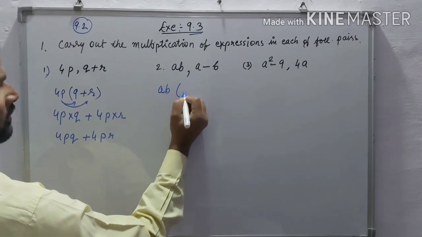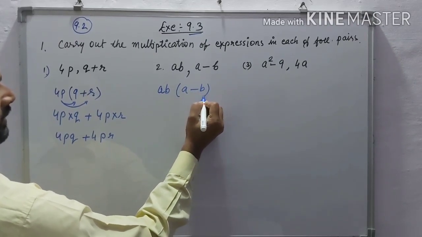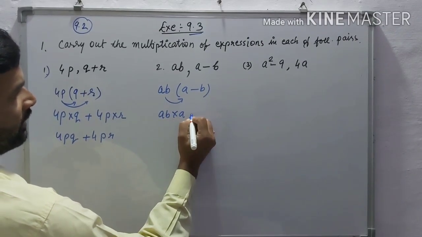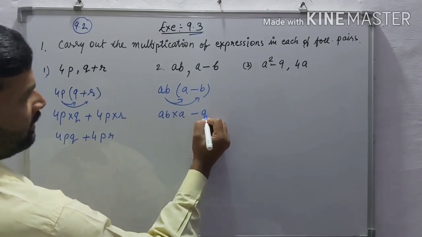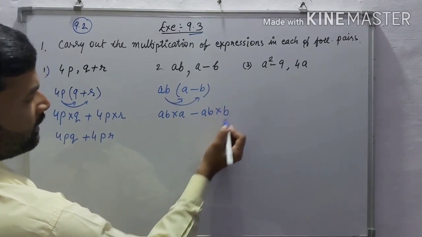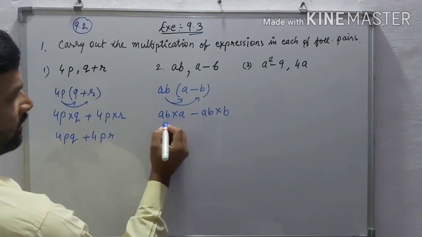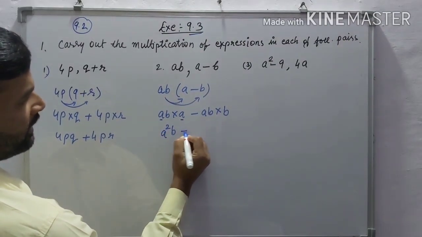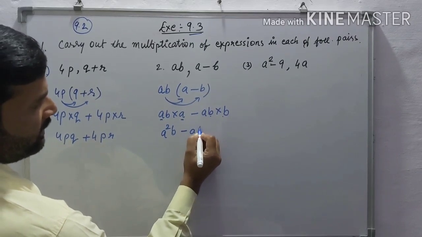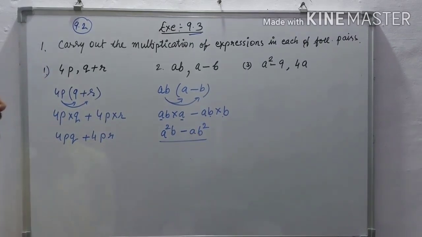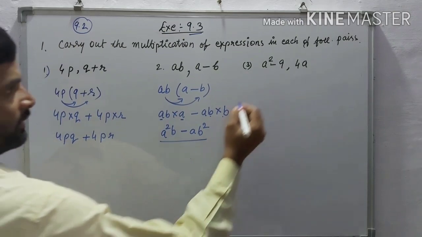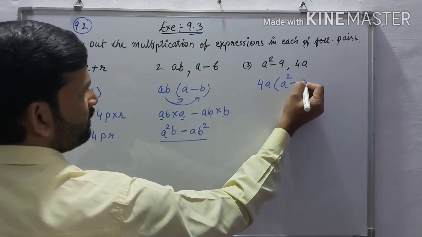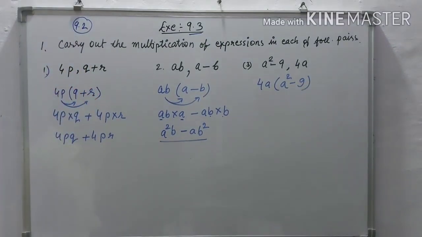ab in bracket a minus b. First we will multiply ab into a, second we multiply ab into b. Here a is 2 times, so that is a square b, minus, here b is 2 times, so that is a b square. Now third is 4a, that is a square minus 9.